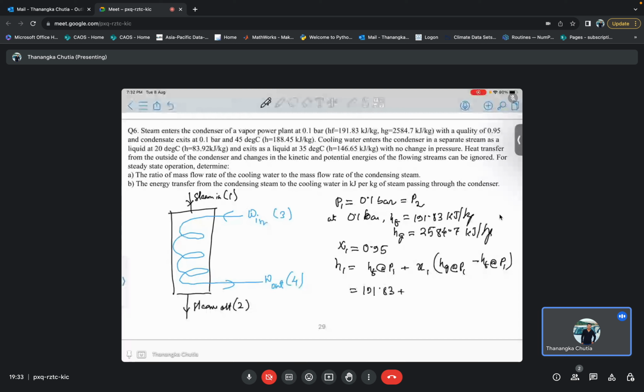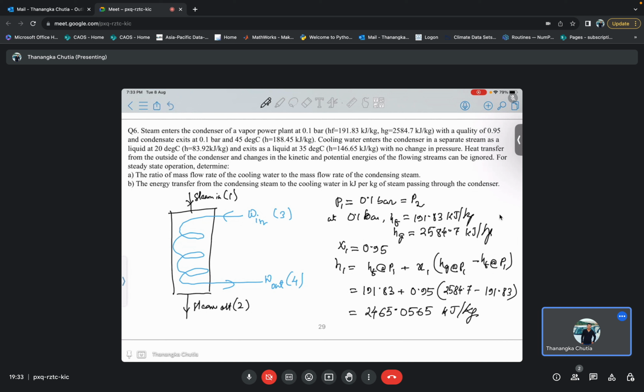191.83 plus 0.95 times 2584.7 minus 191.83. Okay, so what I am getting is H1 is equal to 2465.0565 kilojoule per kg.